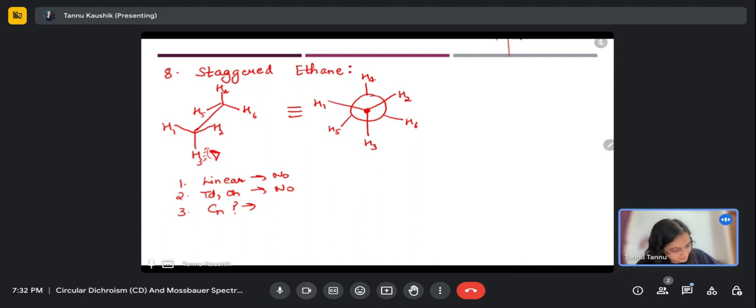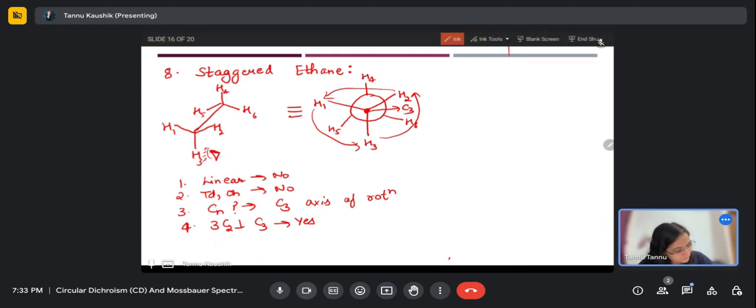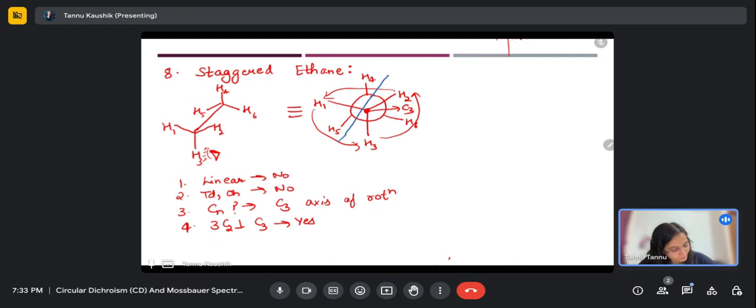So here we have C3 axis passing through the center of the molecule, and these hydrogen atoms will be rotated at 120-degree angle with respect to each other. So we have C3 axis of rotation. Then do we have three C2 axes perpendicular to this C3 axis? So yes, we have C2 axes perpendicular to this, which will be passing between these bonds.